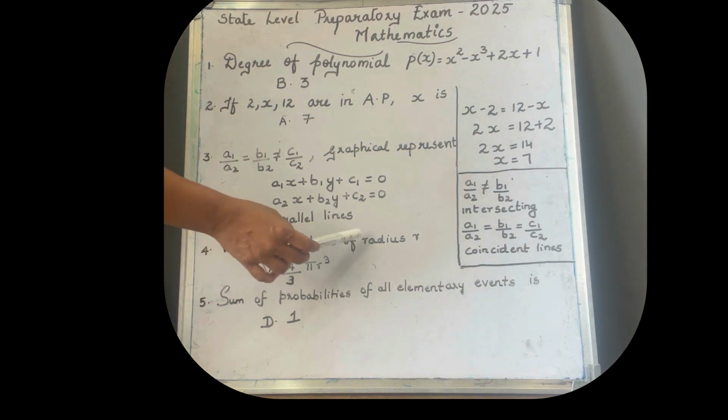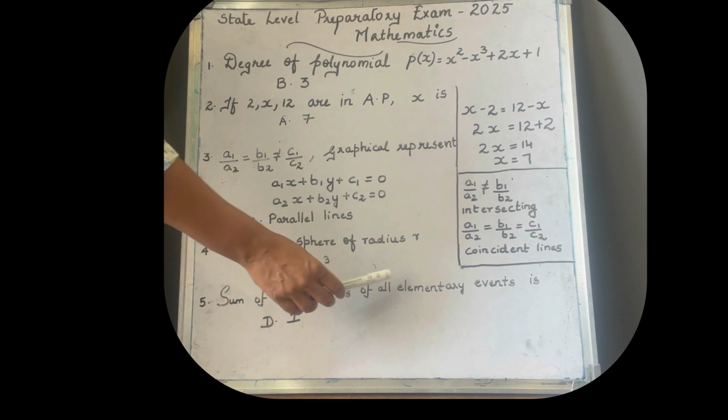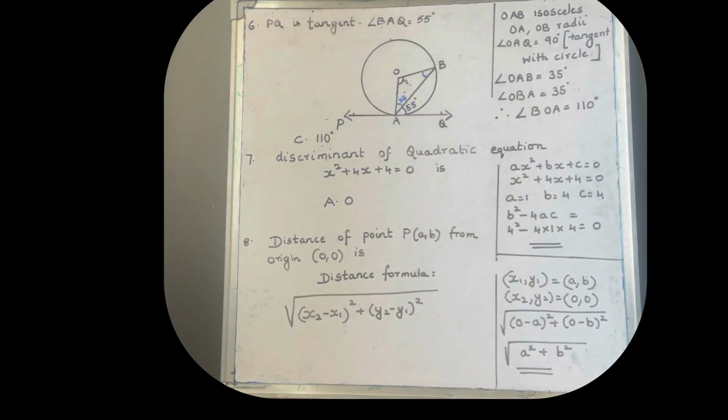We move on to the fourth question. Volume of sphere of radius r is given by? The formula for finding out the volume of a sphere of radius r is 4 by 3 pi r cube. Fifth question. Sum of probabilities of all elementary events is? The sum of probabilities of all the elementary events of a particular experiment will always be equal to 1.